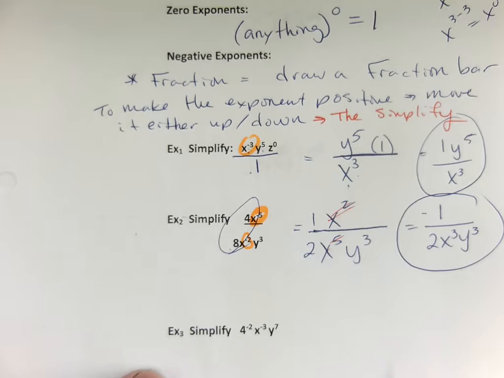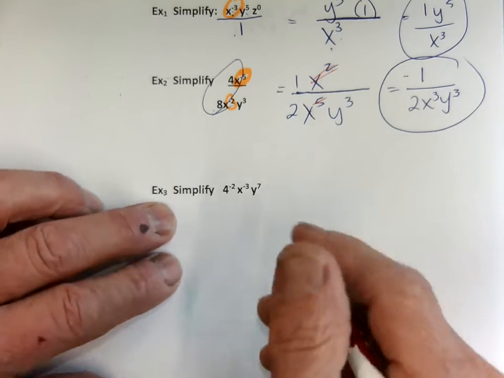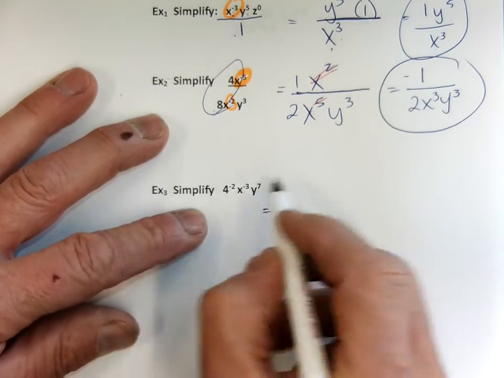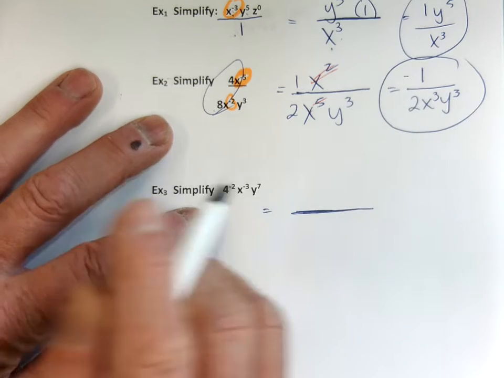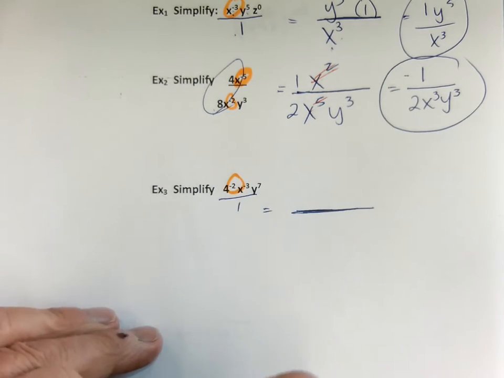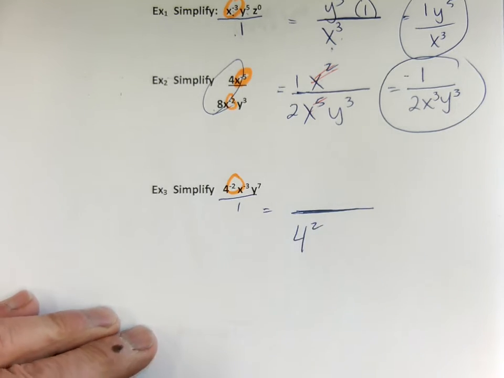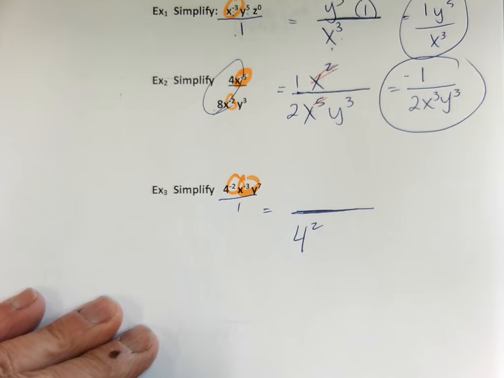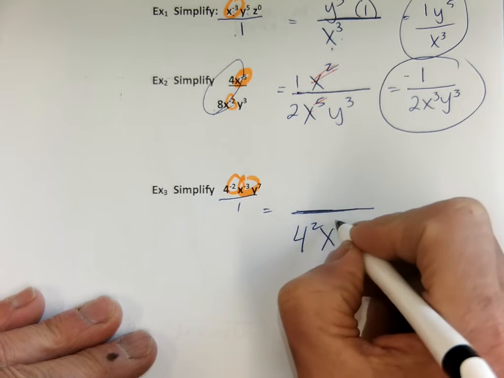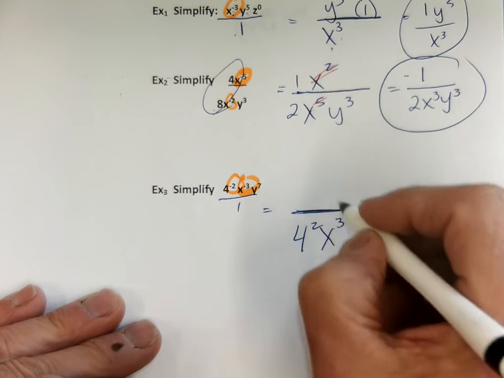Not bad? Okay, slide it up. Example 3. So on example 3, I see negative exponents, so start with the fraction bar. Just start right there, okay? If it has a negative exponent, we're going to move it. Okay, so this is really like over 1. So I'm going to move the 4 to the negative 2 down and make it a 4 to the positive 2. X to the negative 3 I'll move down, and I'll make it x to the positive 3. Now, the y to the 7 is fine. Leave it on the top. It's a positive exponent.